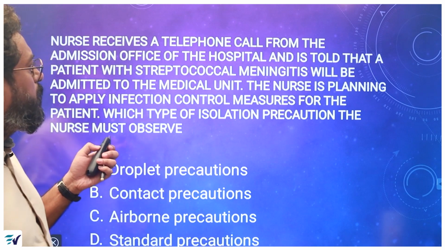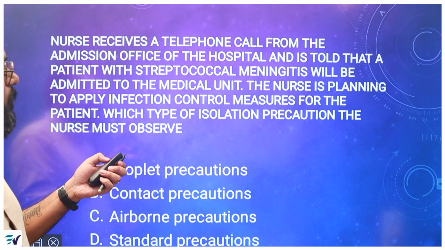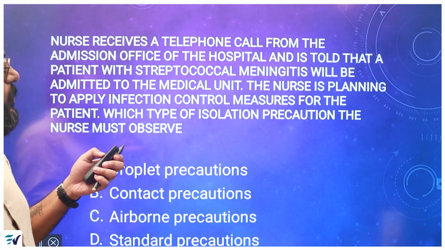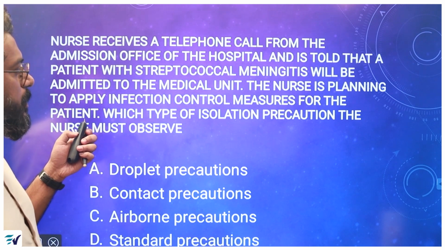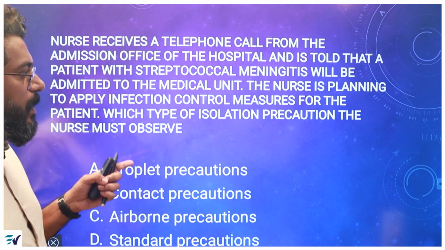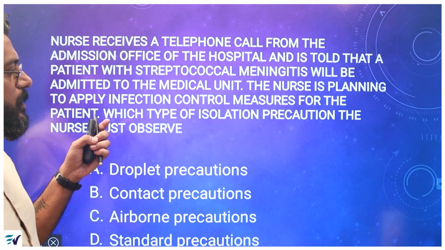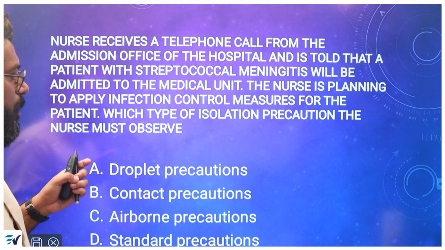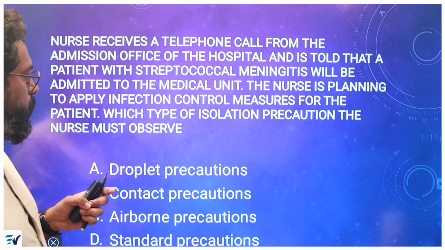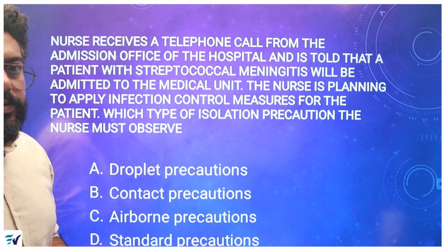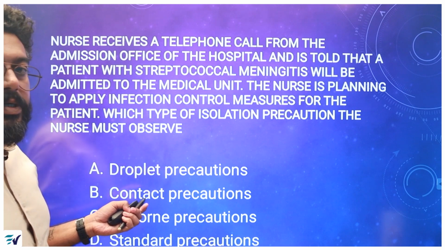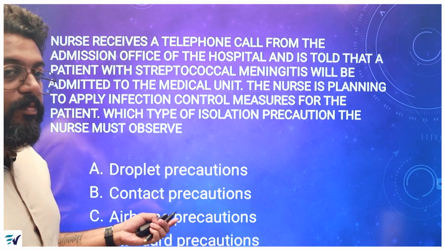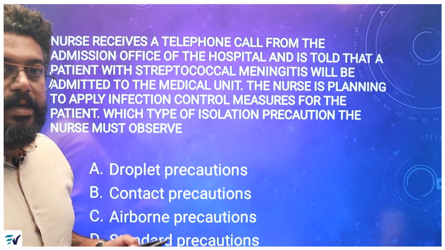Next question, a nurse receives a telephone call from the admission office of the hospital and is told that a patient with streptococcal meningitis will be admitted to the medical unit. The nurse is planning to apply infection control measures for the patient. Which type of isolation precaution the nurse must observe? So, here options are A. Droplet precautions, B. Contact precautions, C. Airborne precautions and D. Standard precautions.